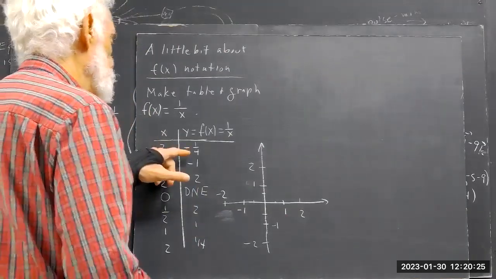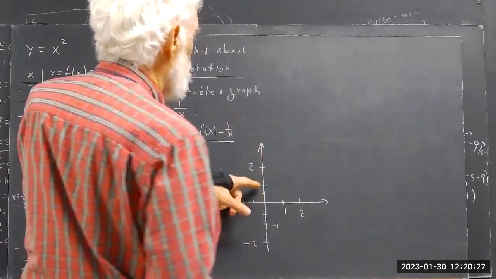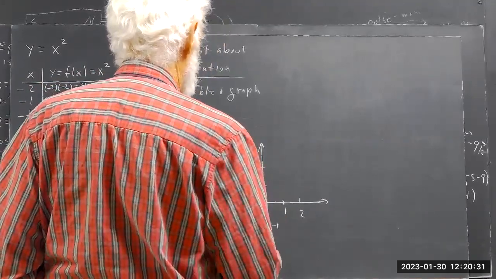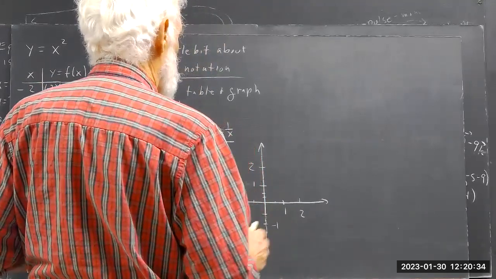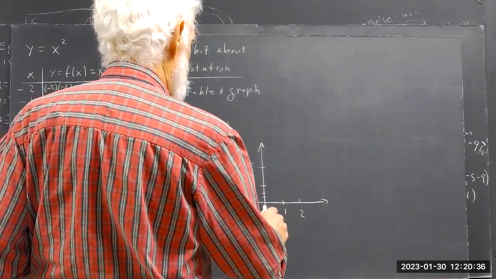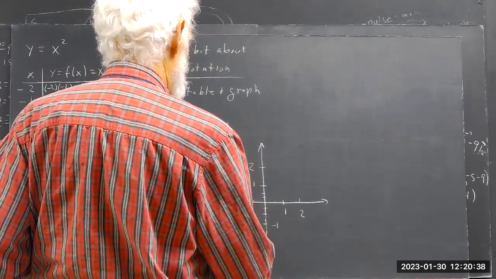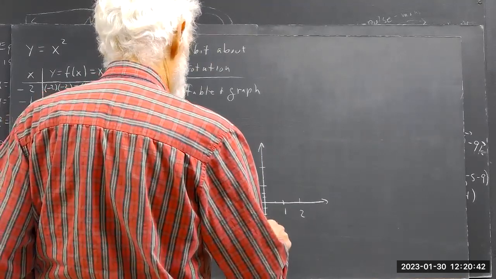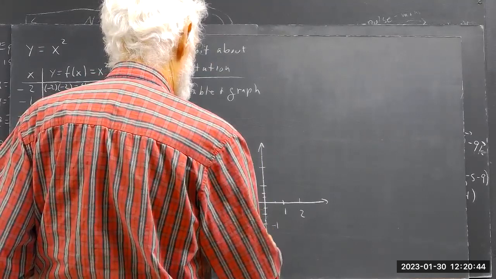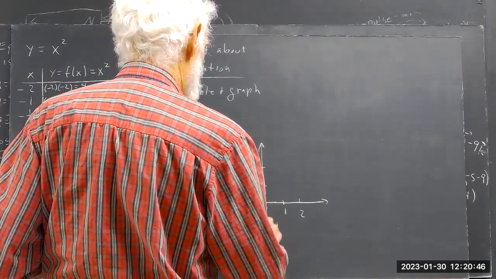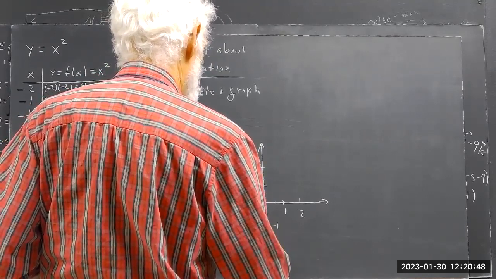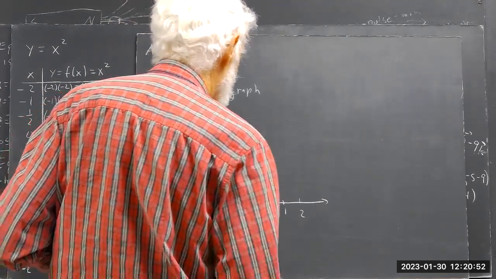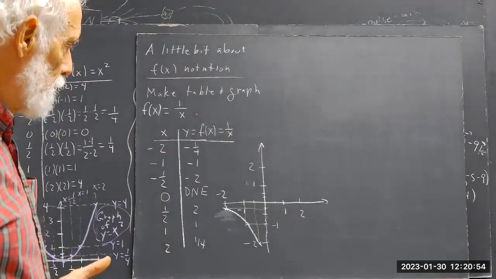Our point -2, -1/4. Okay, well, there's 1, there's 1/2. Divide that half in 2 pieces, and we get a 1/4. And do the same thing down here. And we see that we have the point -2, -1/4, -1, -1, and -1/2, -2. We've got these 3 points.